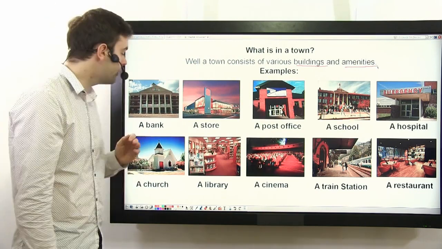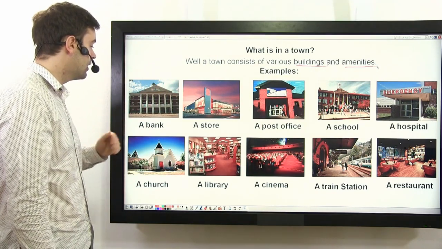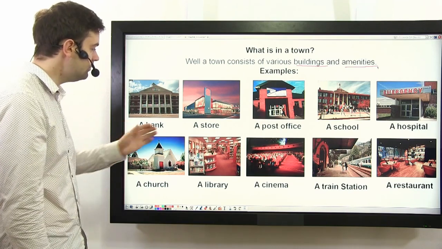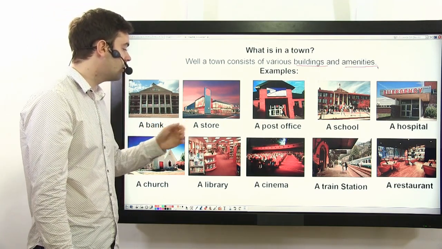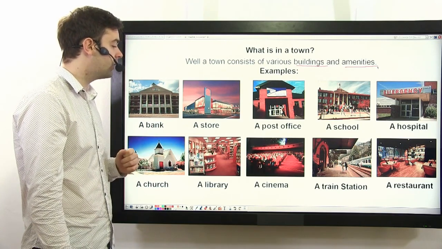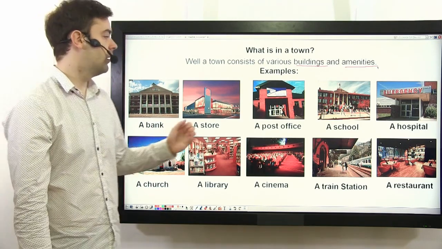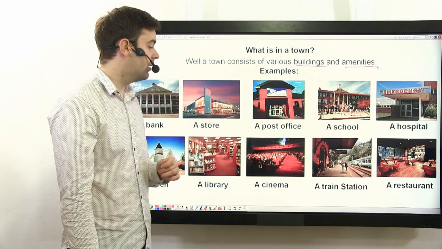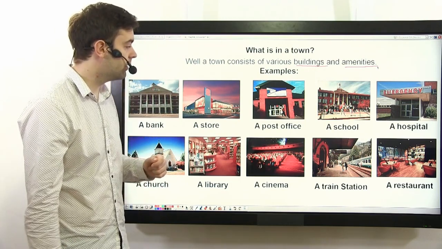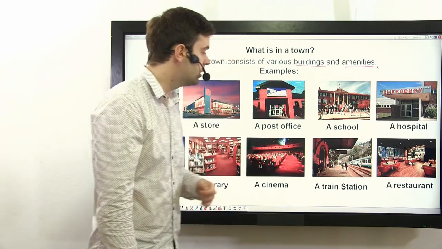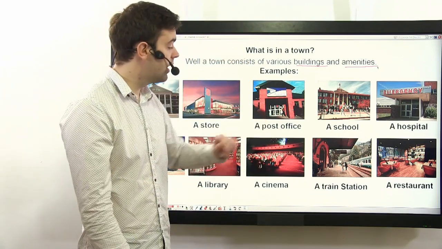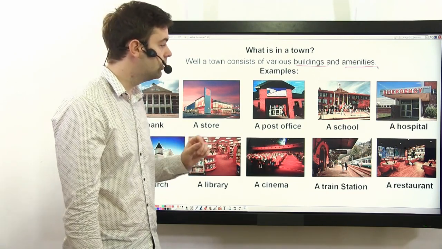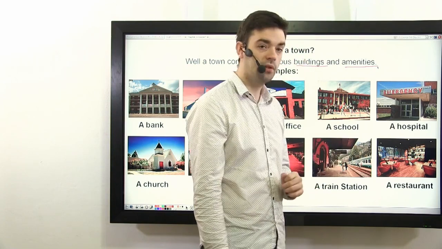In a town, you might find a bank. B-A-N-K. Bank. A store. S-T-O-R-E. Store. A post office. P-O-S-T-O-F-F-I-C-E. Post office. You might find a school. S-C-H-O-O-L. School.